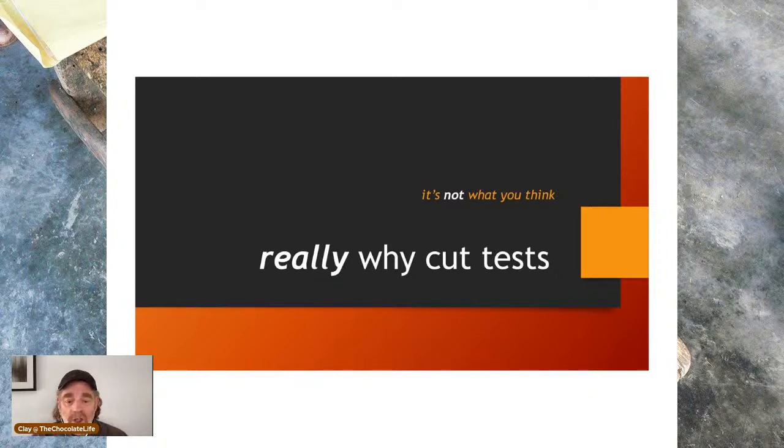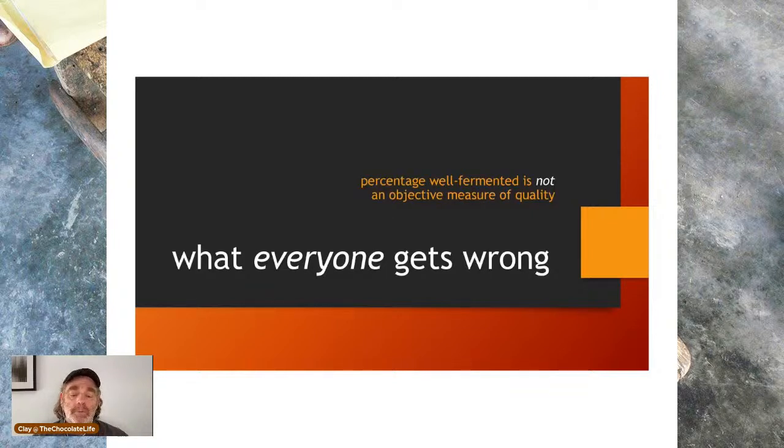And so this is really why the cut test was invented. And it is, in my view, the one thing that everybody gets wrong: that percentage of well-fermented beans is not an objective measure of quality, right? So 80% well-fermented beans doesn't mean that the beans are good. It doesn't mean that the beans deserve to stand alone in a bar of chocolate all on their own, right? All it is is an objective measure of the percentage of beans which have achieved a certain level of fermentation.